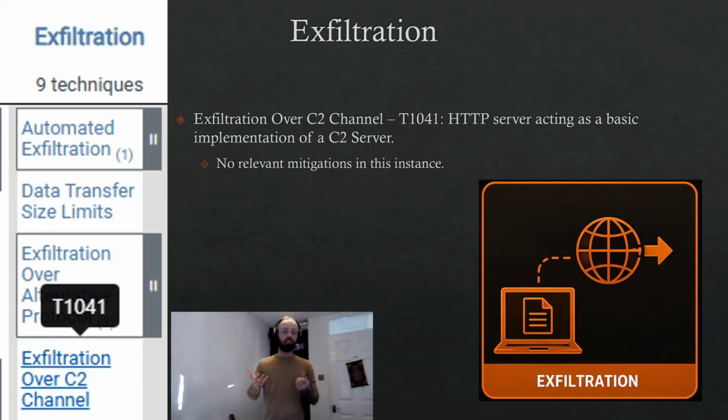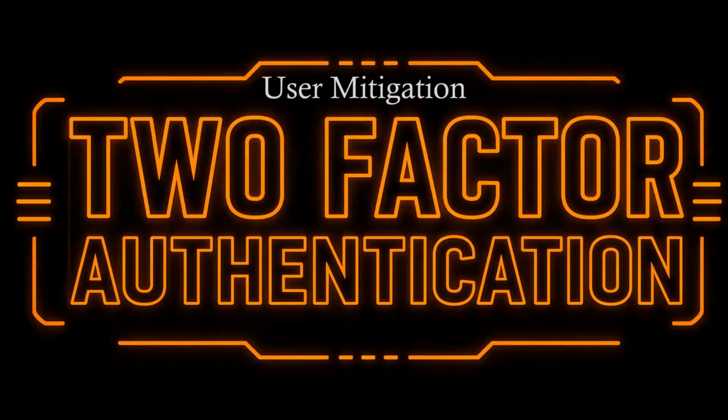In terms of exfiltration, I used an HTTP server, which was kind of a little bit of a C2 channel-ish, but obviously you'd get caught. But considering I'm a second-year student, it's kind of C2 infrastructure. There were no relevant mitigations for that in the way that that was implemented either. And in terms of a user mitigation, two-factor authentication would stop it at the end.